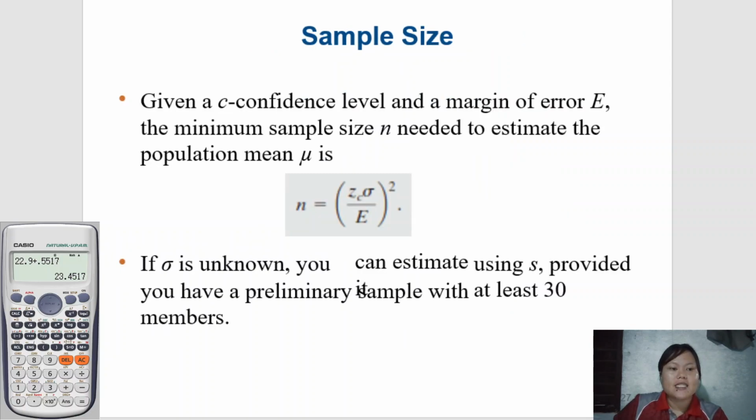Okay. Sample size. In case lang, given a C confidence level and the margin of error E, in case you would be asked of the minimum sample size N, because we have previously stated that the more samples, the better. Okay? But if you would want to have something reliable, you can actually compute for the sample size needed to estimate the population mu using this formula. Okay, so that's N is equal to (ZC times standard deviation over E) squared. Okay, so let's try to use that formula.